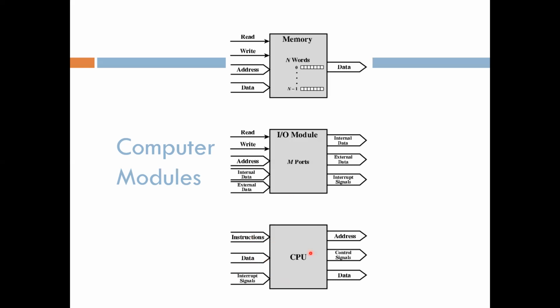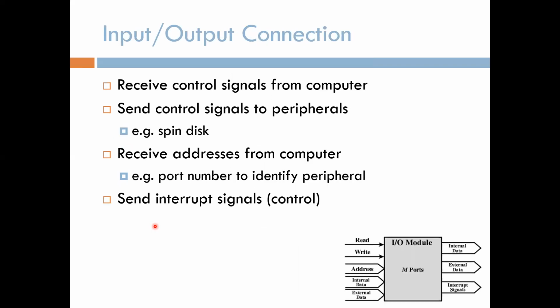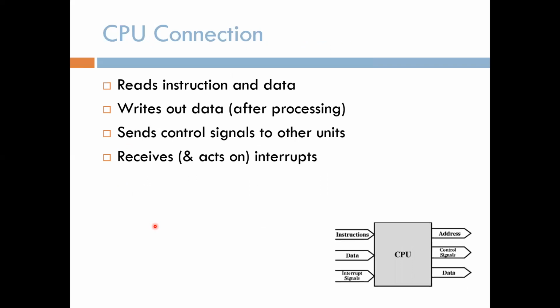And then output from the CPU would be data, of course, addresses, and control signals, right? Because we need to control all of the signals in our system as well. So these are the main parts of the computer, all of the computer modules. As I said, we have the memory connection, the input-output connection, and the CPU connection, and we went through each one of those already.